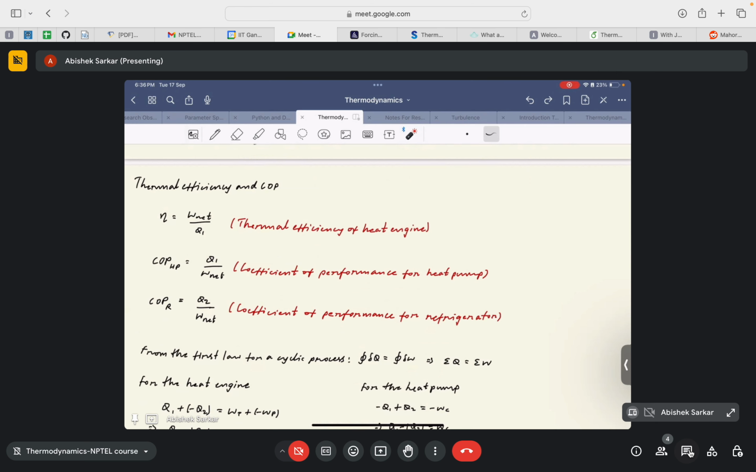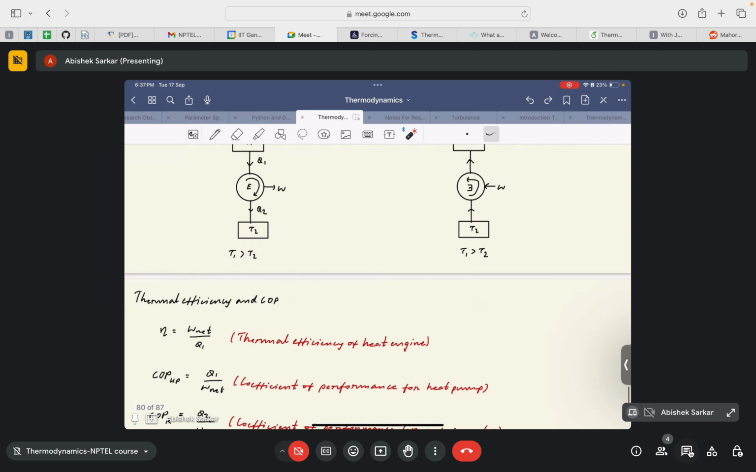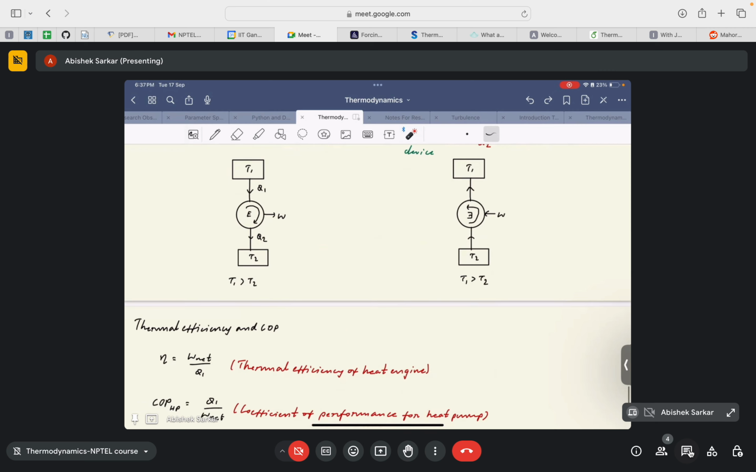Okay, so in the case of heat engines, we need to deal with the thermal efficiency, and in the case of heat pumps or refrigerators, we deal with the coefficient of performance or COP. In the case of heat engines, the thermal efficiency is given by the net work done upon the net heat input. So the thermal efficiency for a heat engine is given by the net work done, that is W, divided by Q1, that is the net heat input to the system.